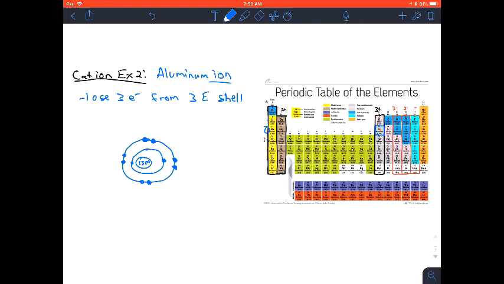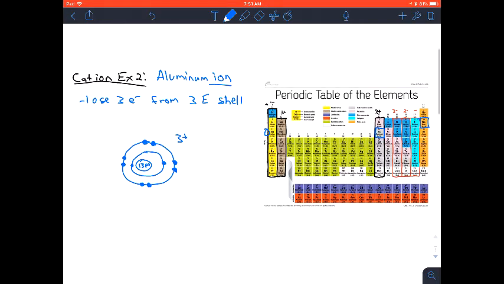Now, when we look at our 3rd shell, it should have 1, 2, 3 electrons, but we lost those 3 electrons to form a 3 positive charge. So 1 positive, 2 positive, 3 positive. So now, this is it. Now we just have to label the charge of this. Because we lost 3 electrons, it's going to have a 3 positive charge. And now, that's it. So let's label our shells. Energy level 1, we have 2 electrons. Energy level 2, we have 8 electrons.